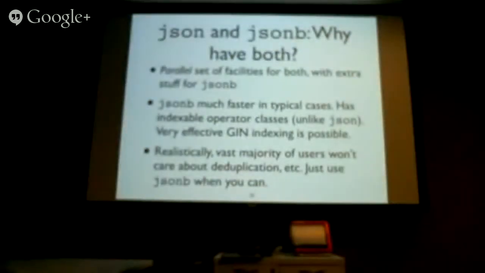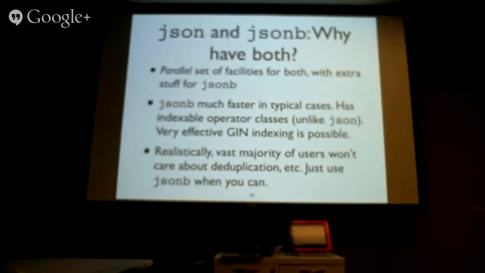So there's this parallel set of facilities. It's much faster in typical cases. It has an indexable operator class, but we'll discuss what they are in a little while. In contrast to JSON, this makes very effective GIN indexing possible. So as I said, in my view, most people are going to want to use JSONB. There are one or two edge cases to be aware of, though, and I'm going to talk about those.